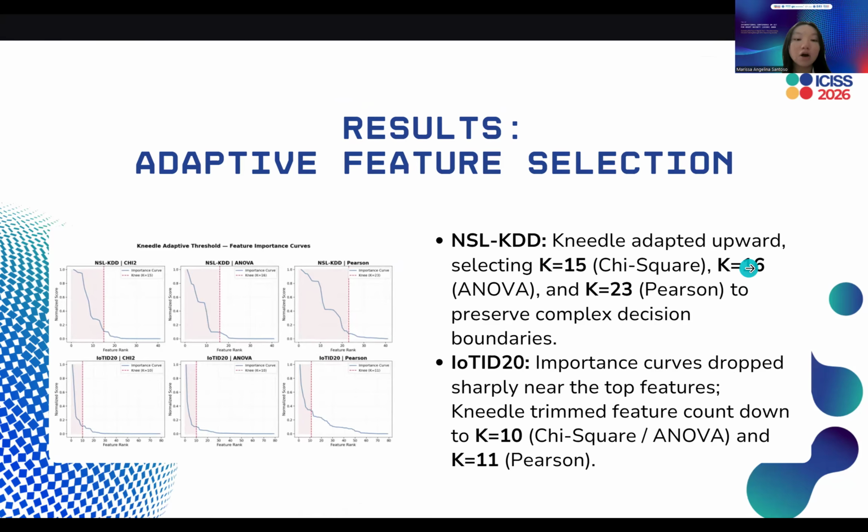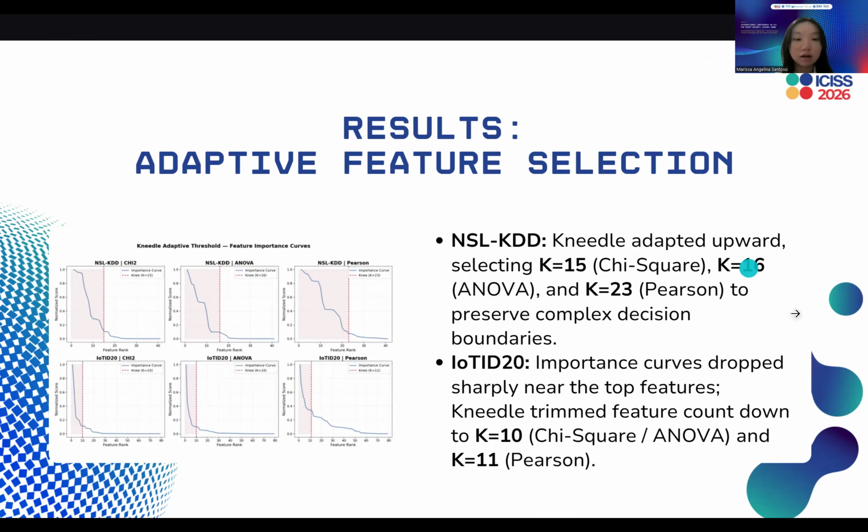And on the other hand, on IoT ID20, the importance curve dropped sharply near the top feature, so needle trimmed the feature count down to K10 for chi-square and ANOVA, and also K11 for Pearson. And this is really the proof point of the paper. One dataset needed more features, and the other one needed far fewer, and needle detected that automatically.